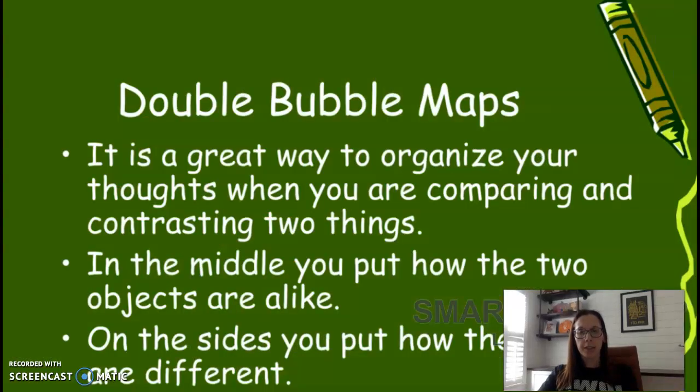All right, double bubble. We have done this in class before, so this should just be a review for you. It's a great way to organize your thoughts when you are comparing and contrasting two things. In the very middle, you put how the two objects are alike, or in this case, the two books that we're going to be talking about. On the sides, you always put how they're different. And remember that we always write first, and then we draw our bubbles at the very end.